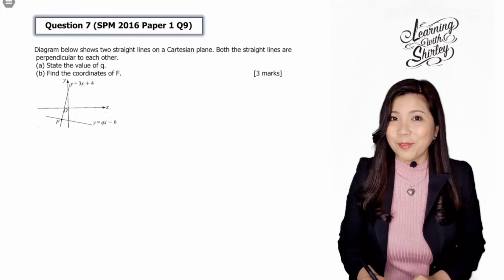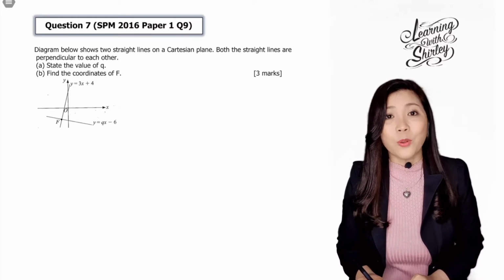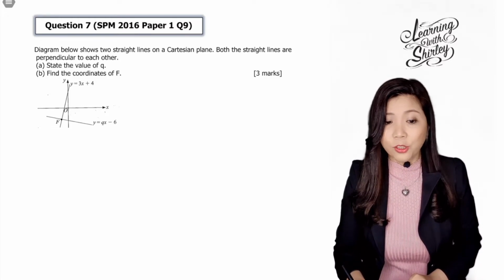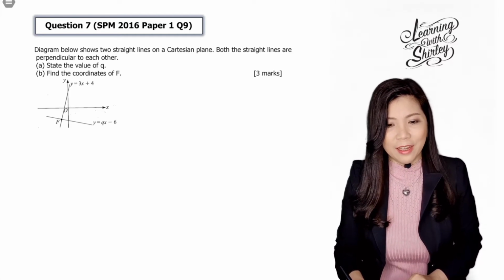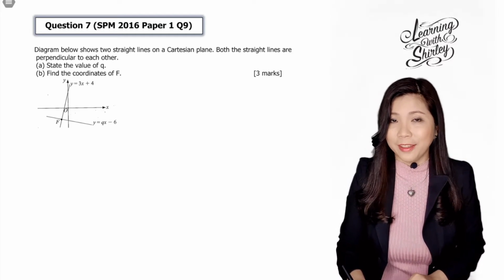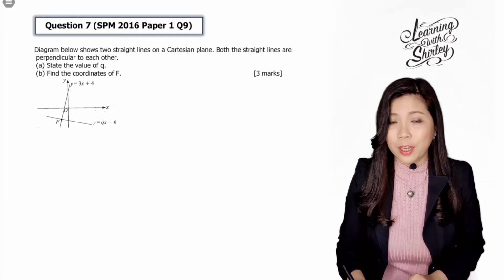Let's look at question number 7. This is SPM 2016, question 9. The diagram below shows two straight lines on the Cartesian plane. Both the straight lines are perpendicular to each other. So A, state the value of Q, and B, find the coordinates of F.